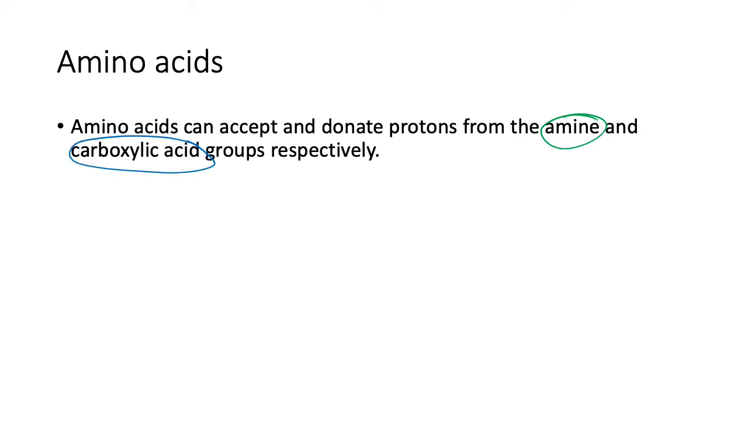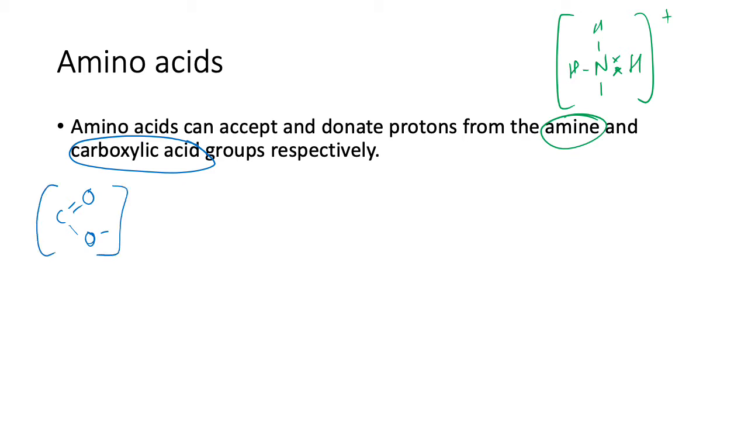Since amines have the ability to accept protons, that can turn into an NH3 plus, and the carboxylic acid can lose protons. Not lose electrons, lose protons. So you lose that hydrogen there, and this becomes a negative charge. Because they can donate and accept protons, they have the amphiprotic nature.